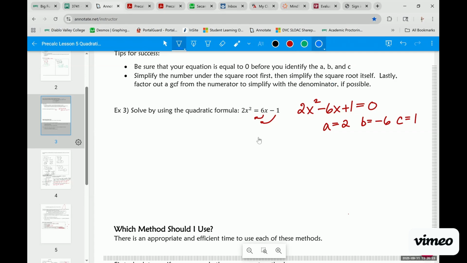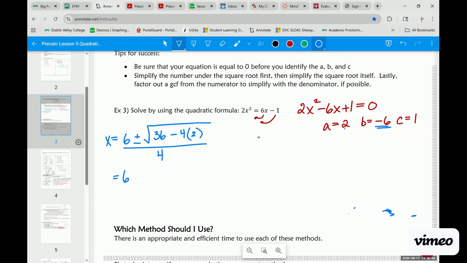And so now I'm going to plug it into x equals negative b. So negative 6 would be 6, right? The opposite of negative 6 is 6. Plus or minus the square root of b squared. Negative 6 times negative 6 is 36. Minus 4a times c, 4 times 2 times 1, all over 2a, which would be 4.